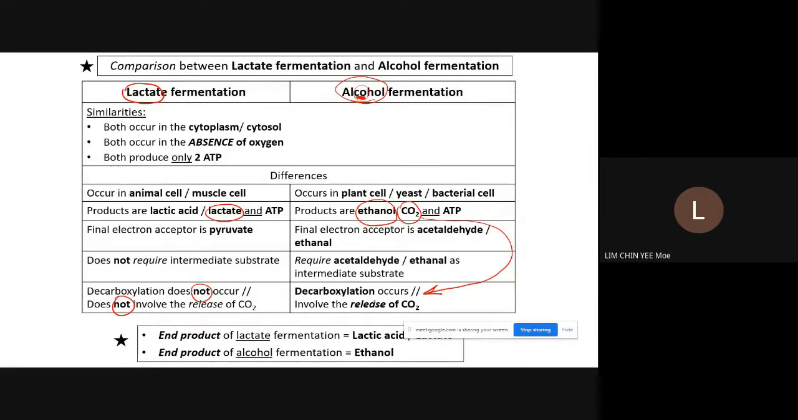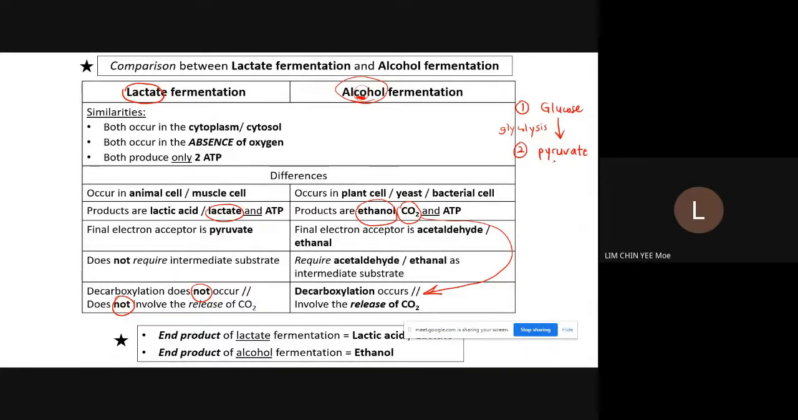And tadi kita cakap dari glycolysis dia terus sambungkan fermentation. So what do you think? During glycolysis, one molecule of glucose akan jadi two molecules of pyruvate. Very good. Pyruvate, how many carbon?